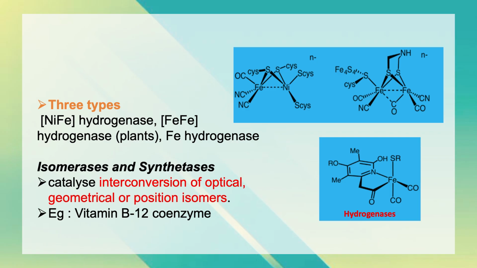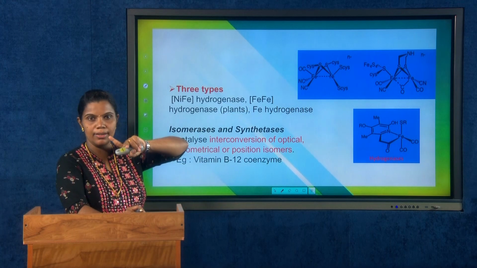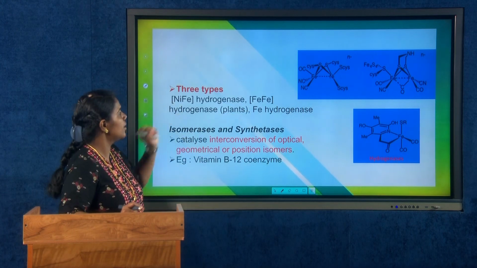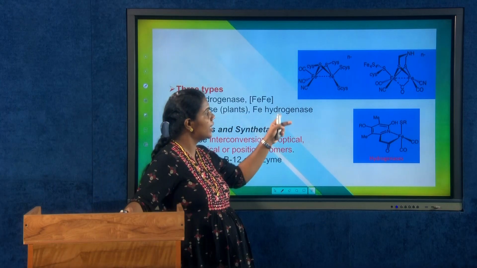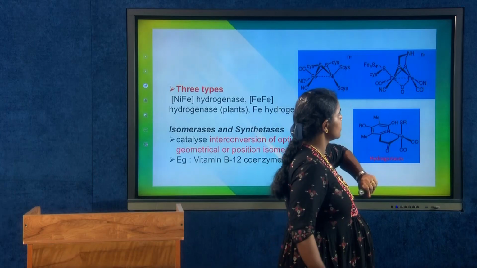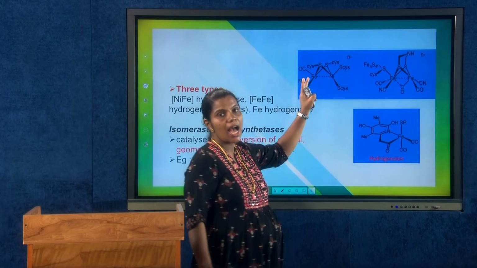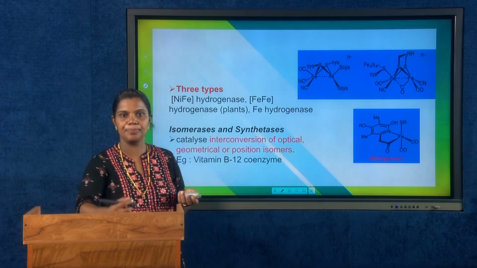Actually, 3 types of hydrogenase enzymes are known. The first one is the nickel iron hydrogenase. We also have iron-iron hydrogenase and also iron hydrogenase. That is iron-iron, where 2 iron atoms are present, nickel iron, and iron only hydrogenase enzyme. Here you can see the iron only hydrogenase enzyme. This is the 2 iron hydrogenase enzyme and this one is the iron nickel hydrogenase enzyme.